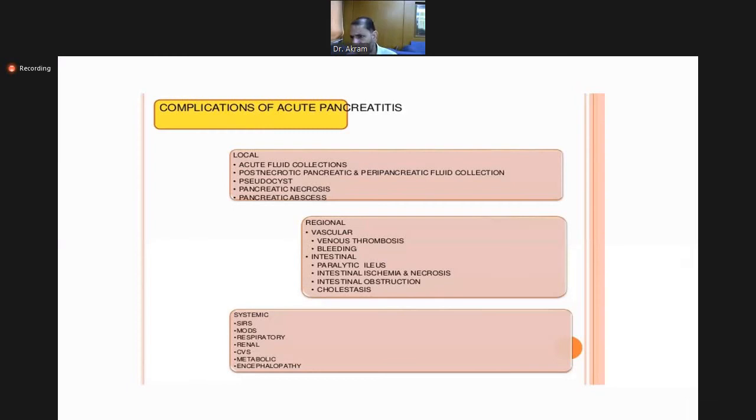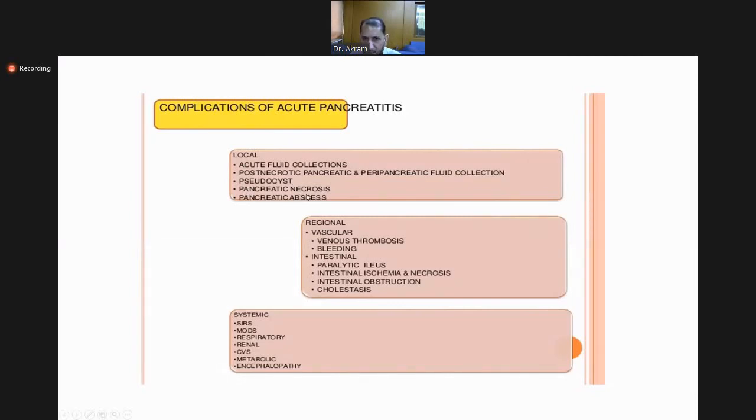At your level, you should understand the list of local complications and the list of systemic and regional complications. First, the patient develops local complications such as acute fluid collection around the pancreas, which is known as pancreatic effusion. If the same collection is still present after 1 month, this is known as pancreatic pseudocyst development.